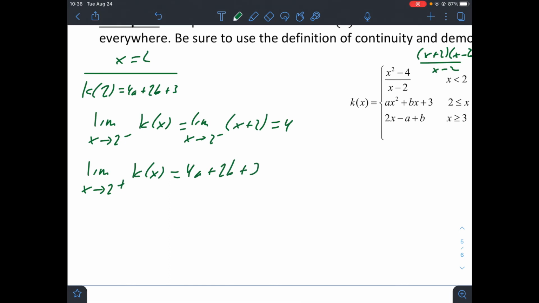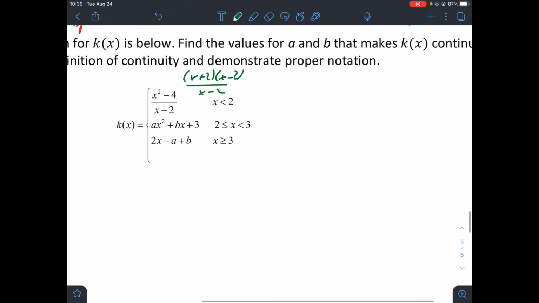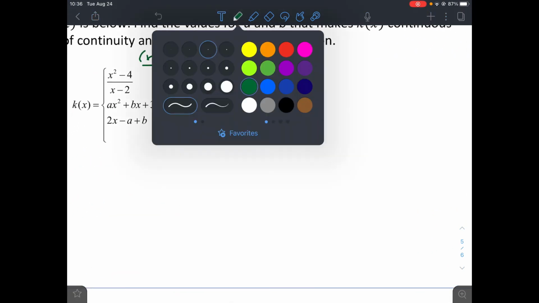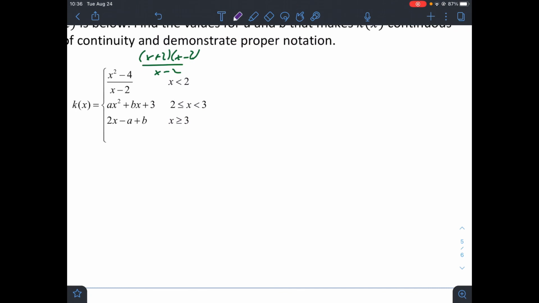So we know that an equation that must be true for this function to be continuous must be 4 equals 4a plus 2b plus 3. The left-hand limit at 2 must equal the right-hand limit at 2. Unfortunately, we cannot solve that equation for a and b. We have two variables. We only have one equation. So now we need another equation. We get the other equation from x equals 3.